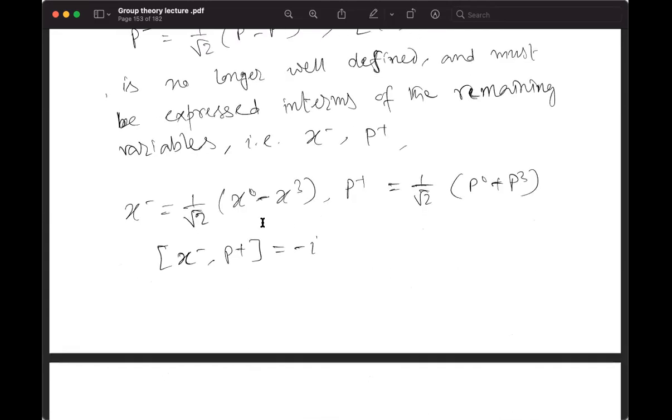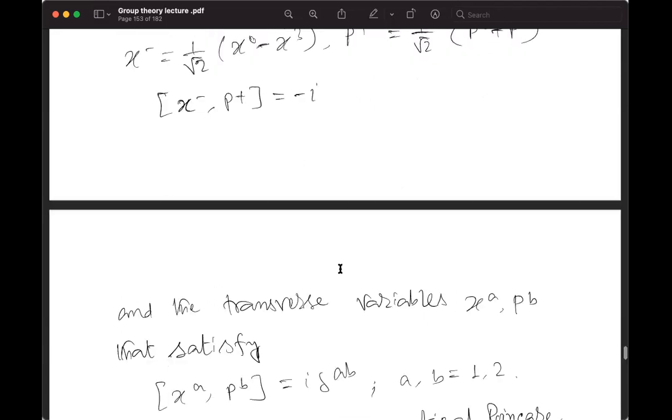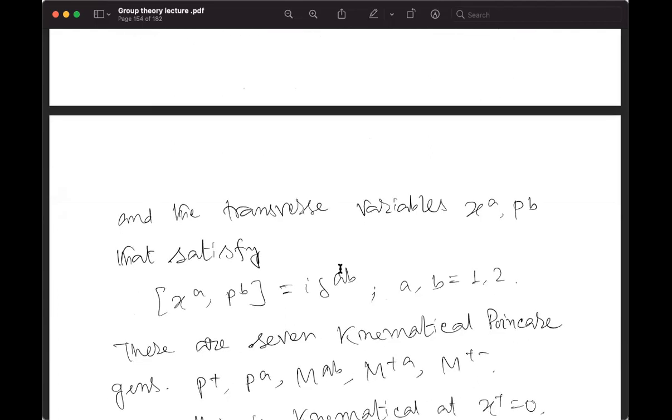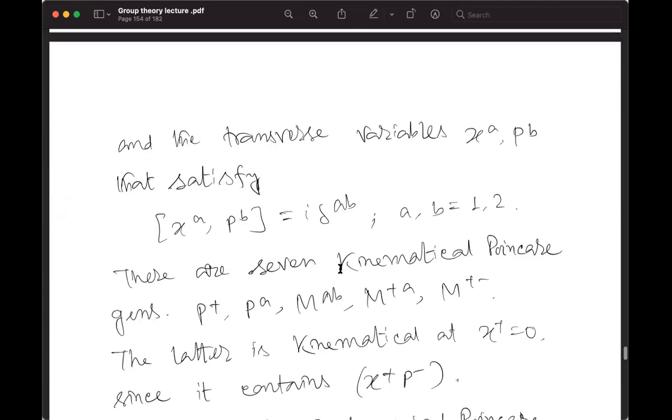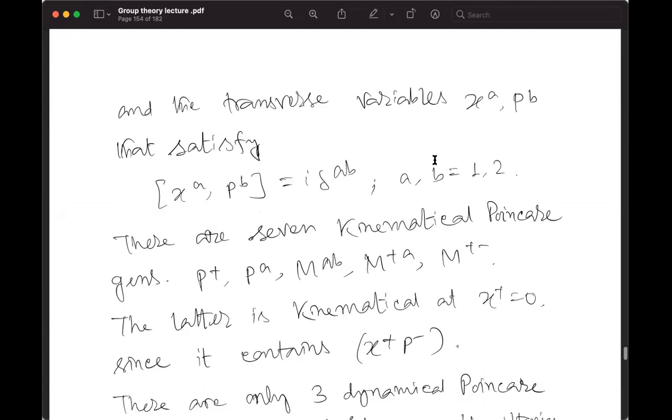1 by 2 x0 minus x3, and p plus is 1 by root 2 p0 plus p3. Okay. So your x minus, p plus commutator is minus i. And the transverse variables x^a and p^b satisfy basically the commutator [x^a, p^b] equals i delta^{ab}, for a equal to 1, 2. Now there are 7 kinematical Poincare generators here.